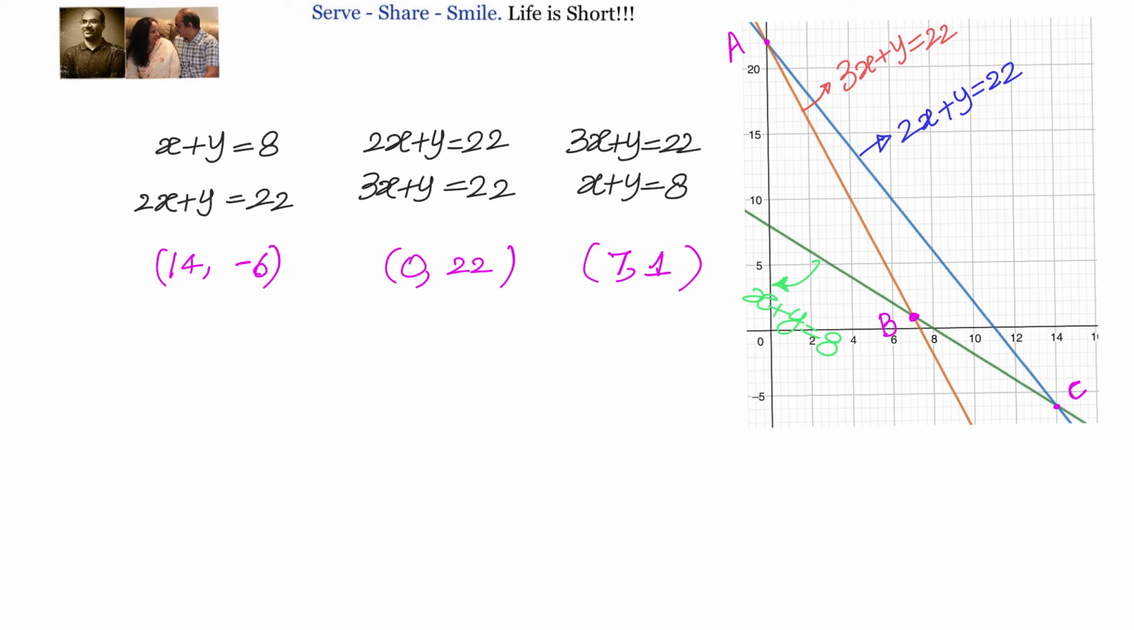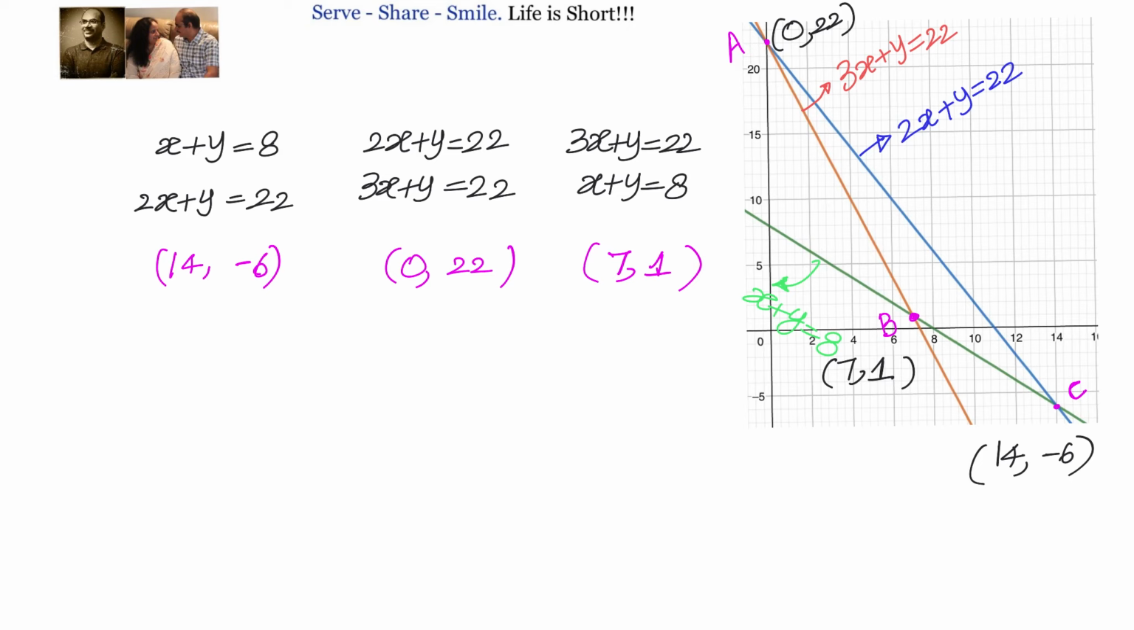We have the coordinates of the vertices. Let's write down. The coordinates of C are 14 comma minus 6, and coordinates of B are 7 comma 1, and the coordinates of A are 0 comma 22.